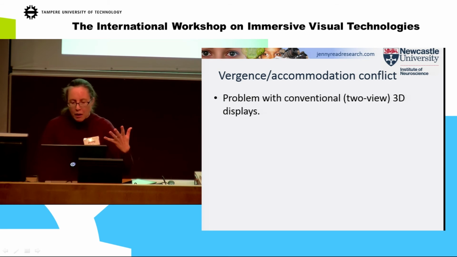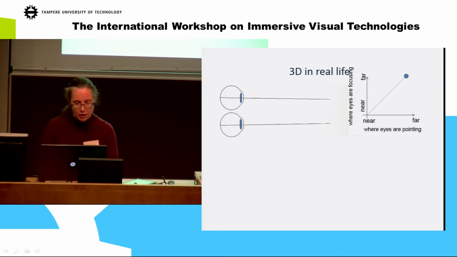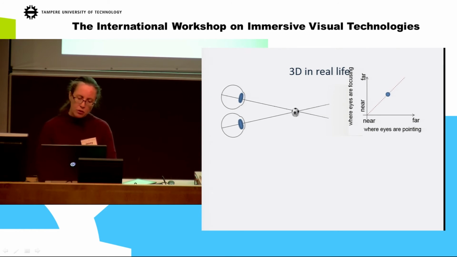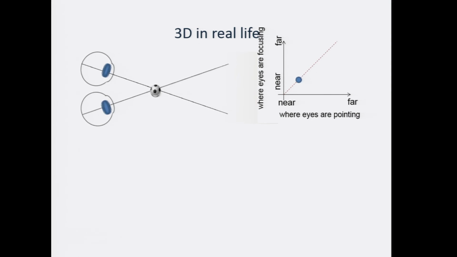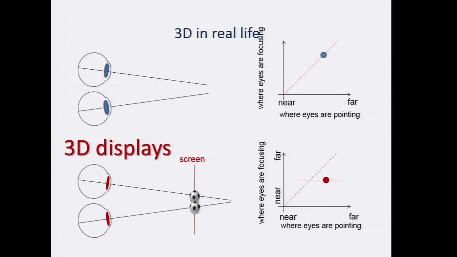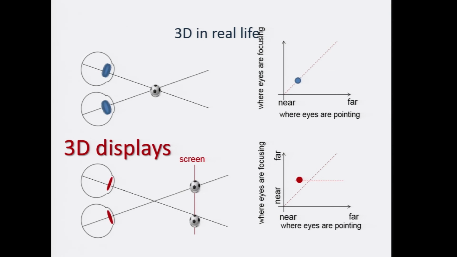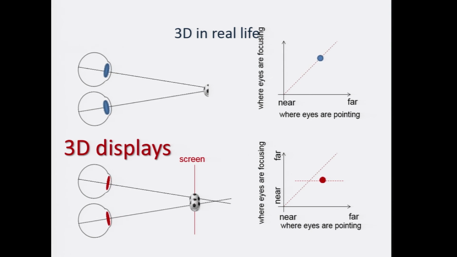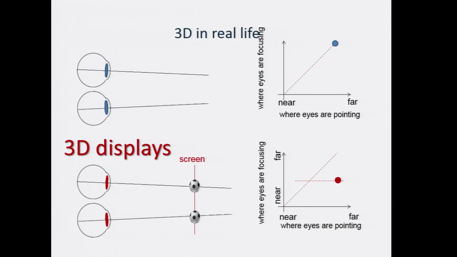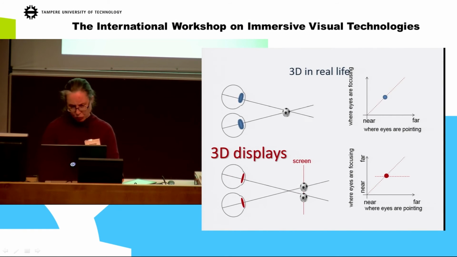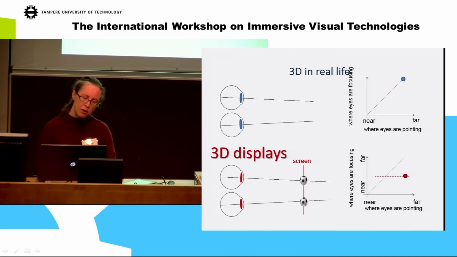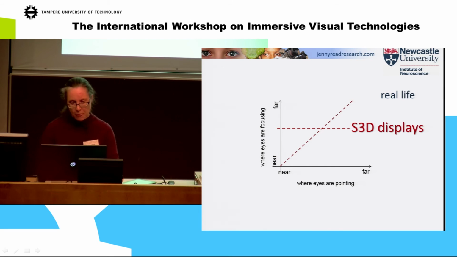Now that's a bit of a problem with the conventional two-view stereoscopic 3D displays. So in real life, you've got this lawful relationship between where you need to focus your eyes, near or far, and where you need to converge your eyes. Okay? They always agree because you're looking at a real object that's at a particular depth. But on a conventional stereoscopic 3D display, the images are in fact on a cinema or TV screen at a fixed focal distance. But you still need to converge or diverge your eyes to keep the object on your fovea. And so you've got this mismatch between where you need to focus your eyes and where you need to point your eyes.